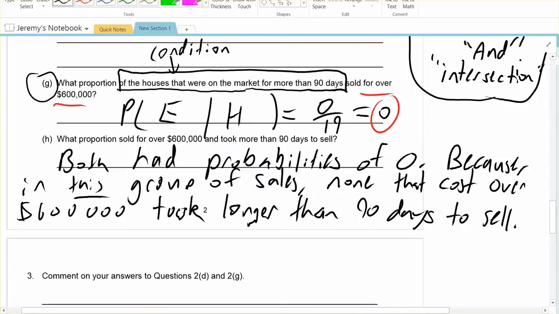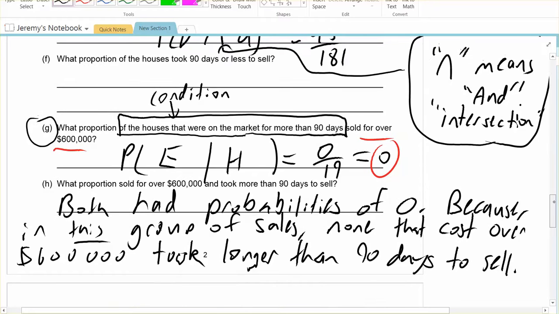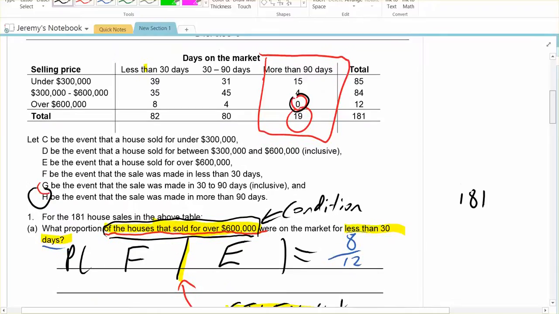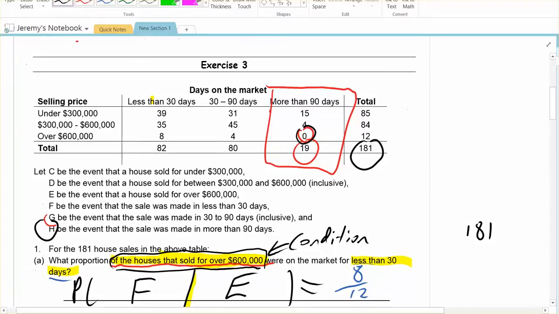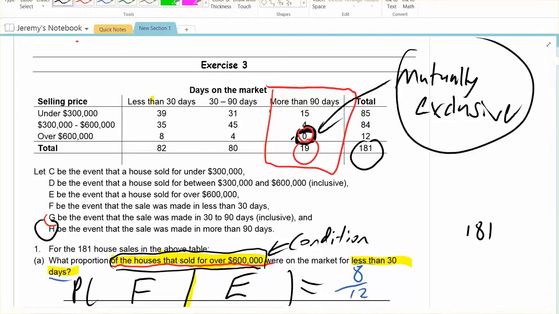Now, there's a special name for that when the two events cannot both happen at the same time. We're picking a house at random from this bunch of 181 sales. And the events, a house sells for over 600,000 and sells for more than 90 days, cannot both happen at the same time because no houses are in that category, are they? So what's the name for when two events cannot both occur at the same time? The answer is mutually exclusive. Mutually exclusive means that they mutually exclude each other from happening.